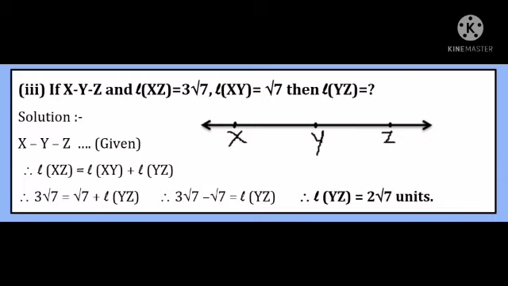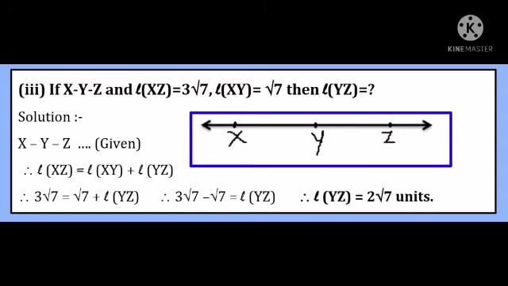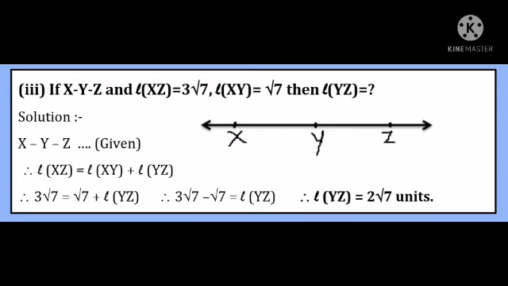Next question. If X-Y-Z and length of XZ is equal to 3 root 7 and length of XY is equal to root 7, then length of YZ is equal to question mark. Now we will draw the figure. Look at the figure. Length of XZ is equal to length of XY plus length of YZ. Already we know length of XZ is given 3 root 7, and length of XY is root 7 given. We have to find out length of YZ.